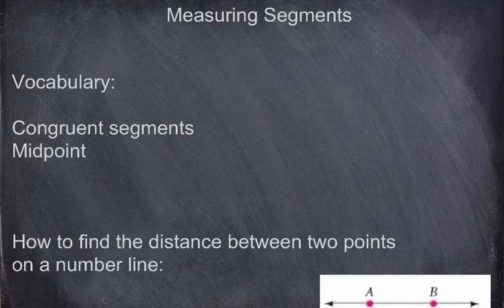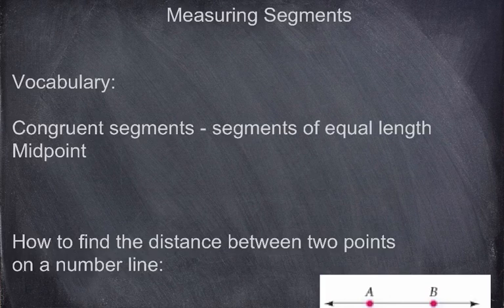What are congruent segments? Well, congruent segments are segments of equal length. Now, we don't have to know necessarily the number value or exactly how many units long the segments are. We just have to know that the two have the same measurement. So, congruent segments. The next word is midpoint.